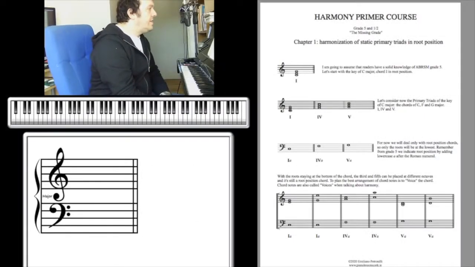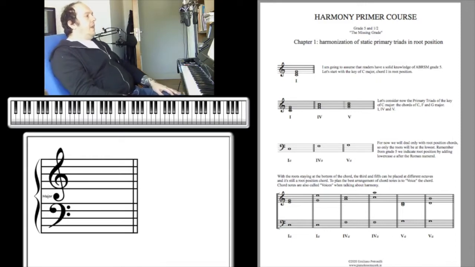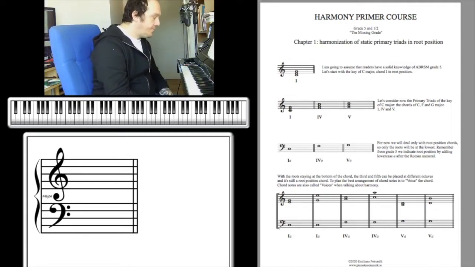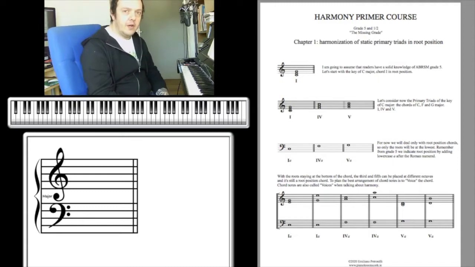Okay, so let's get started. In grade 6, we learn to arrange chords. We learn to arrange progressions, a sequence of chords. So, I'm going to assume that everybody knows grade 5 well.